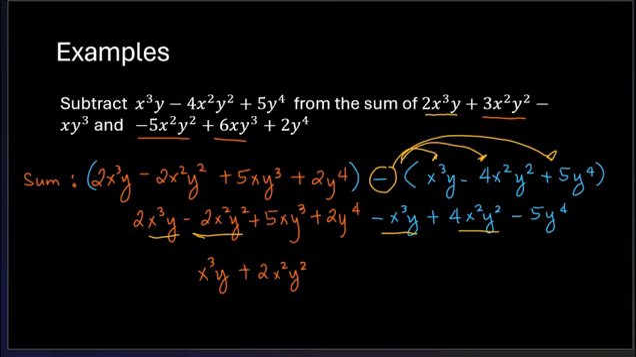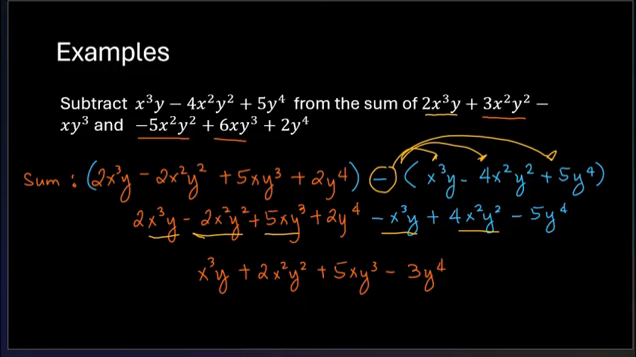For 5xy cubed, there's no similar term, so I'm just going to have that. And then lastly, we have 2 and negative 5, which would be negative 3y raised to 4. So it's fairly simple with addition and subtraction of polynomials. All you have to do in subtraction is multiply with the negative. That's the only thing you have to remember. And if it's just addition, you simply combine the similar or like terms.